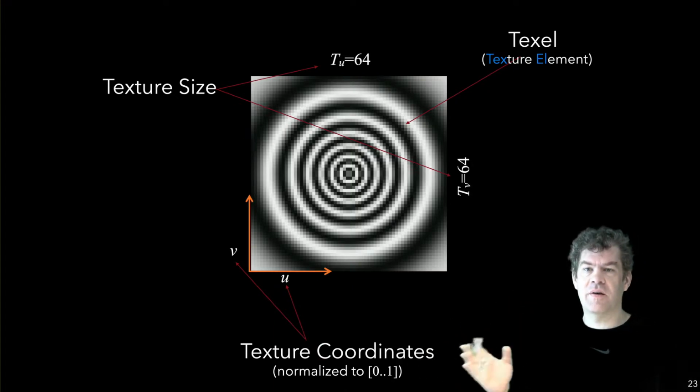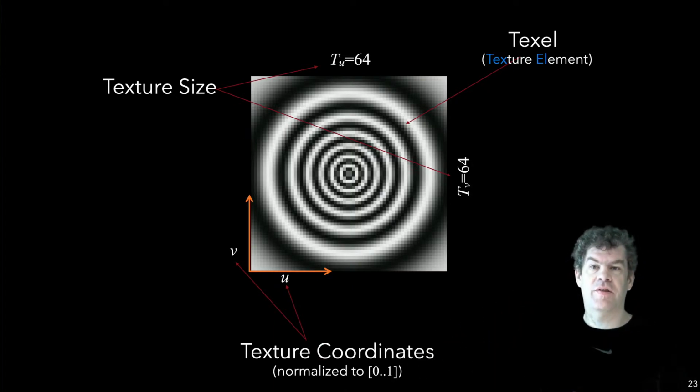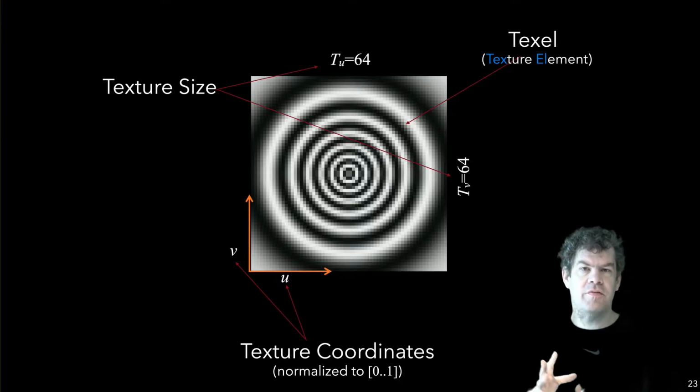So as I said a couple of times before, generally texture coordinates are normalized between 0 and 1. There are a few exceptions where we use other types of coordinates, but normally they're always normalized between 0 and 1.